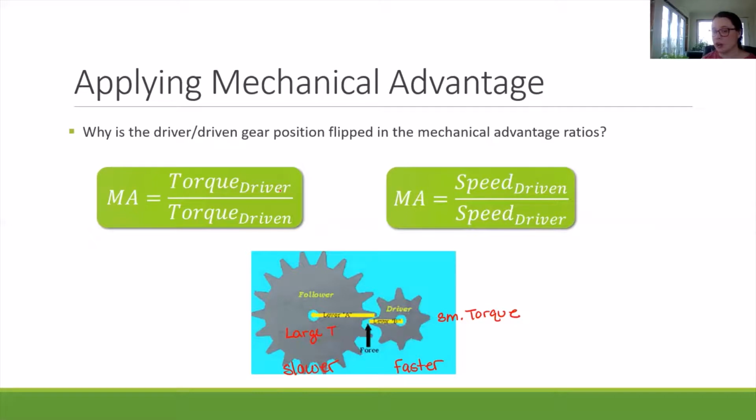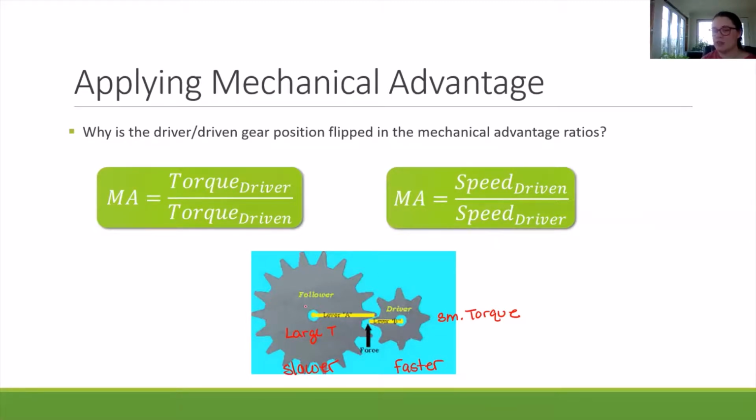So the driver gear has my large torque. In order to get the same ratio, because it has a small speed, I have to put it on the bottom. My driven gear, when we look at torque, has the small torque, so it goes on the bottom. So big number divided by little number. Over here, the small gear has the fast speed, so in order to get big number divided by little number again, we have to flip their positions.